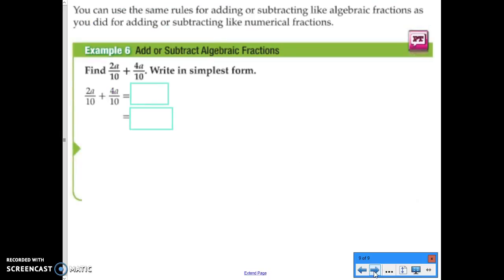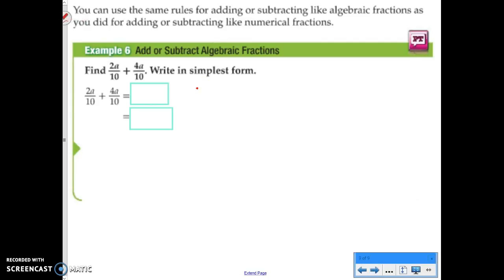All right, on the last slide here, it says you can use the same rules for adding or subtracting like algebraic fractions as you did for adding or subtracting like numerical fractions. So let's take a look here in the first example, or in the last example, I should say. It says find 2 times a all over 10 plus 4 times a over 10. And then it says write it in simplest form.